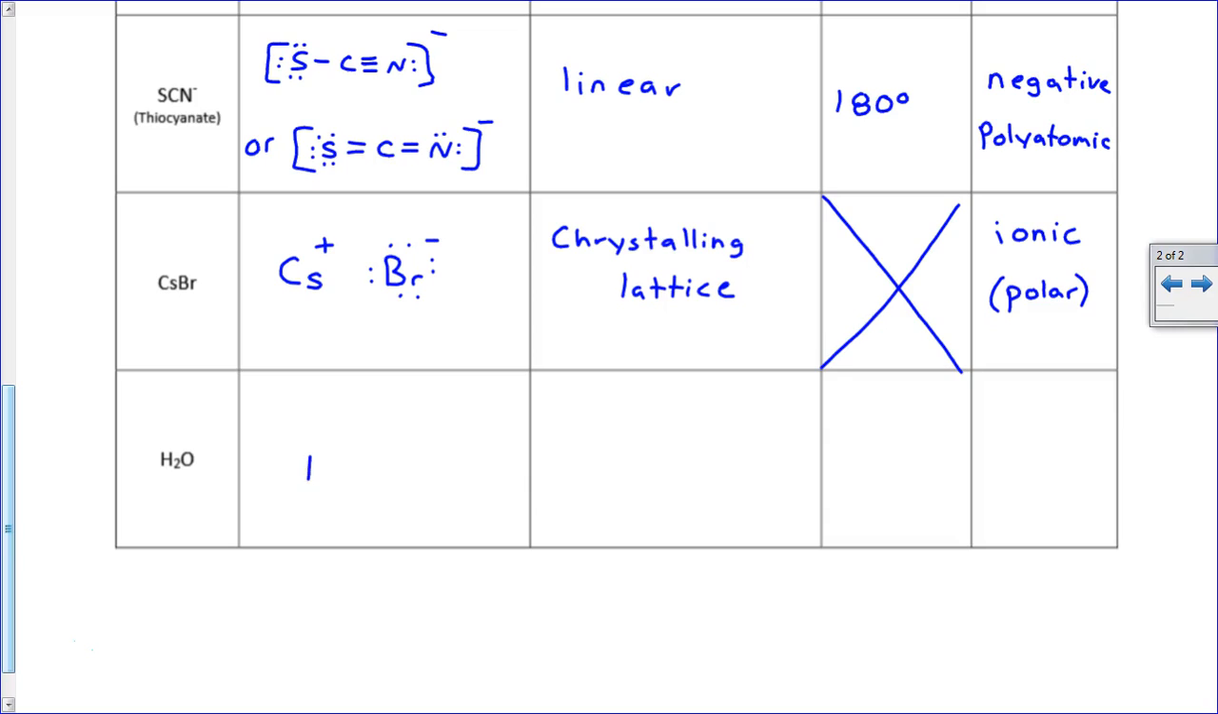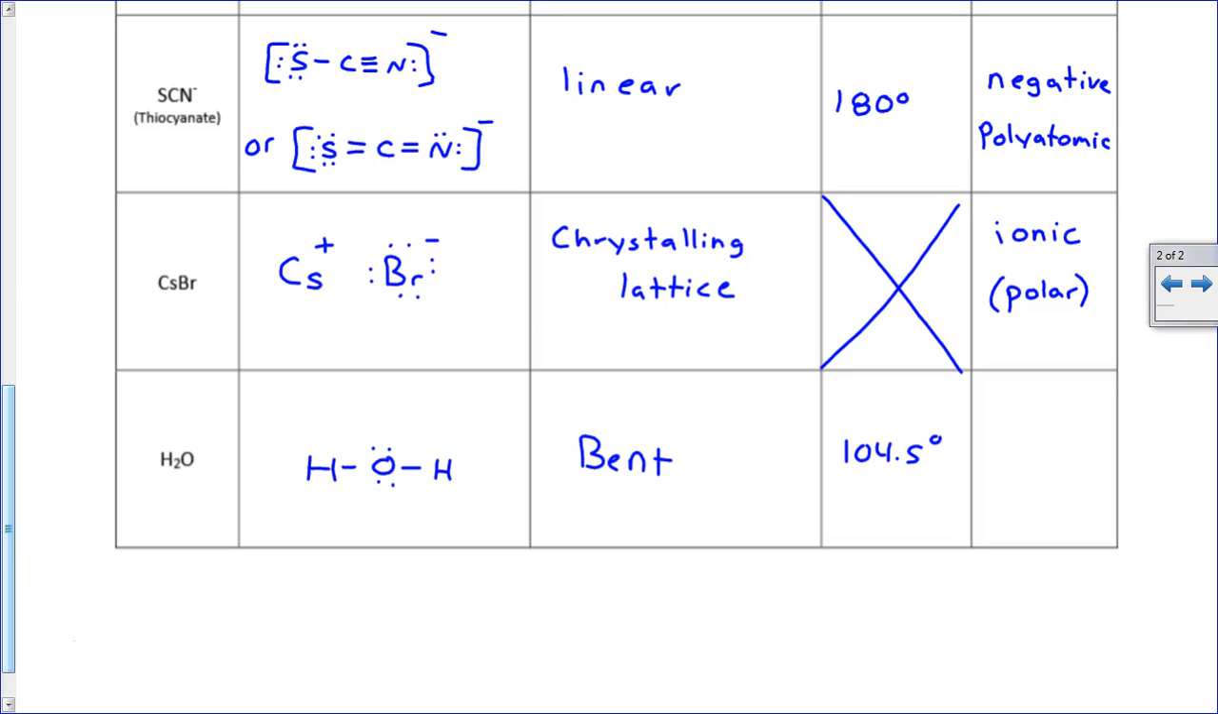H2O. Looks like this. You should look at the domains. It's got 2 bonds around the oxygen, 2 electron pairs. That's 4 total domains, 2 bonding, 2 electron pairs. That has a shape of bent. All right. The angles on this one are 104.5.